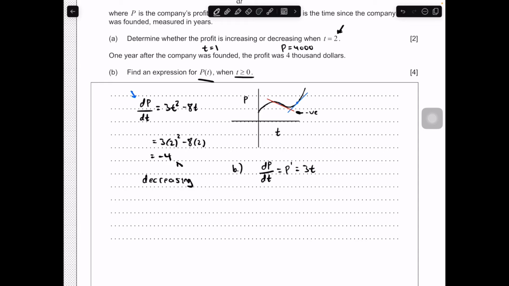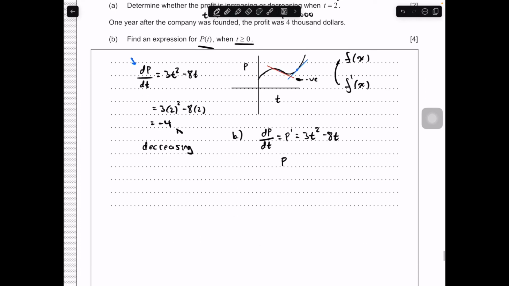The exact same, it's just different notation, minus 8t. But we don't want p prime, we just want an equation for p, or p of t. So remember, if we have, let's say, f prime of x, that's our derivative. If we want to reverse the process and just find f of x, we would take the antiderivative. So in this case, we have p prime, we want to find p itself, the original function that gives us the derivative.